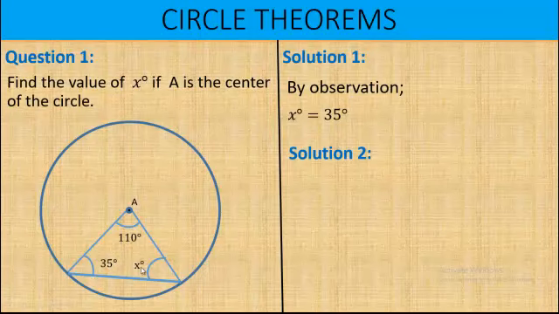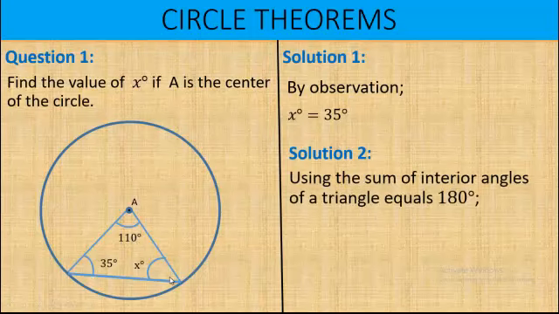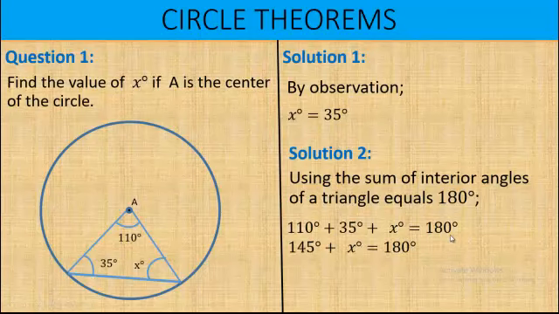What we may do is that we know that the sum of interior angles of a triangle add up to 180 degrees. So we have to add all the 3 angles and equate it to 180 degrees. So we have 110 degrees plus 35 degrees plus s degrees all equals 180 degrees. Now when you add 110 degrees and 35 degrees, you get 145 degrees plus s degrees equal to 180 degrees.